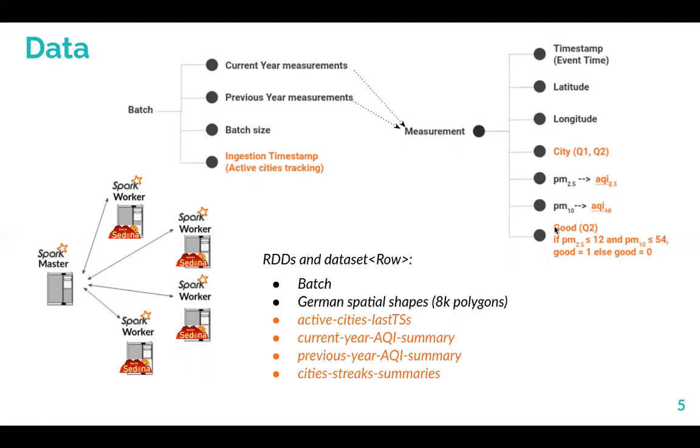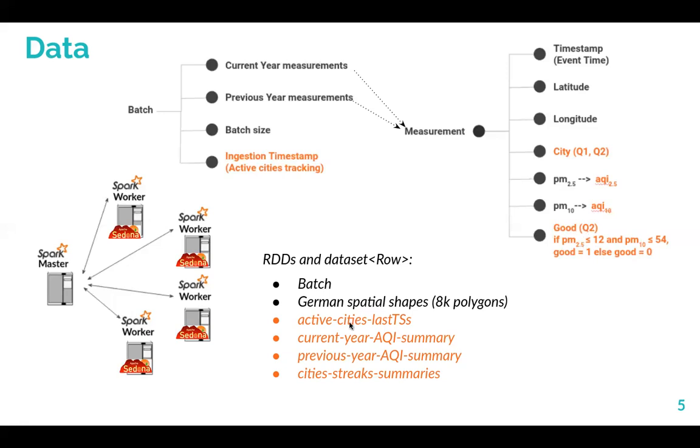The text in orange shows attributes that we need to calculate. Namely the ingestion timestamp for tracking active cities, as well as the city for solving Q1 and Q2, AQI 2.5 and AQI 10, respectively calculated from particulate matter 2.5 and particulate matter 10 measures. And also we need to assess the quality of the particulate matter measures, whether they are good or not, with a Boolean value for calculating the tracks in query number 2.